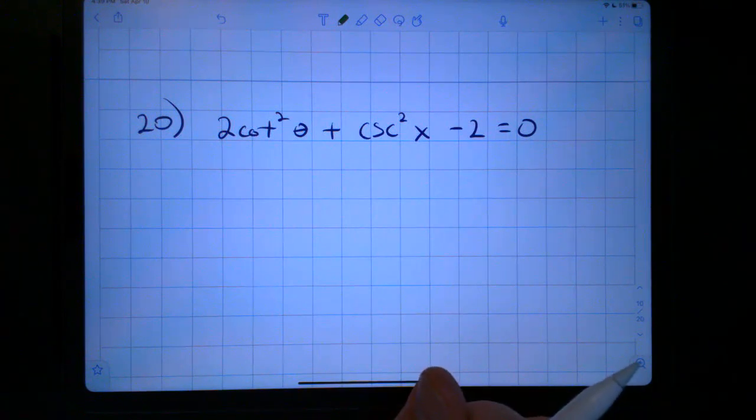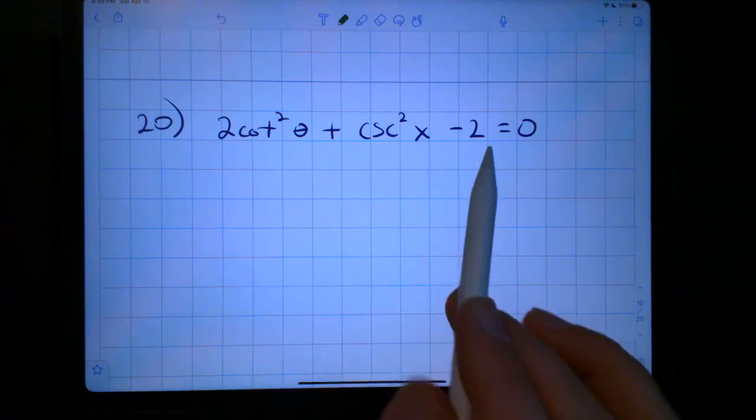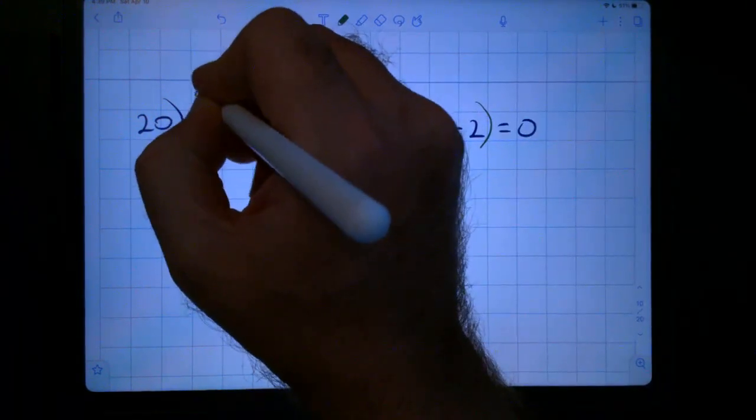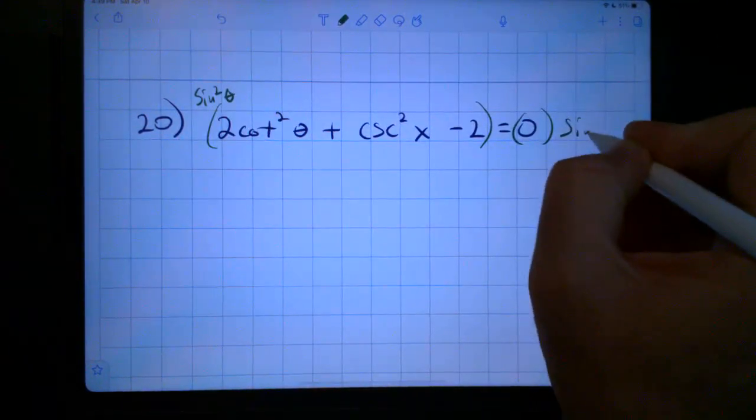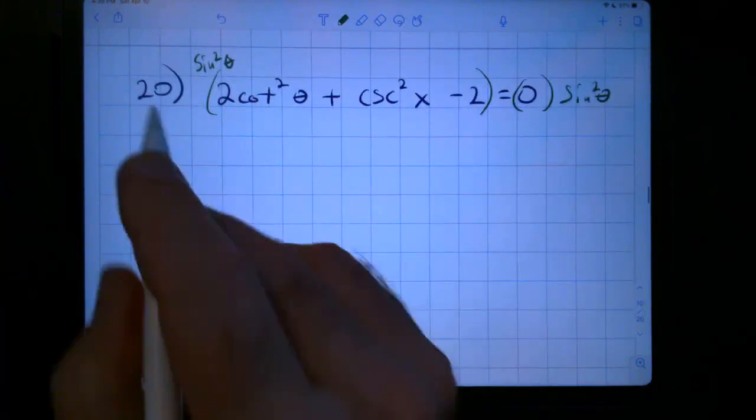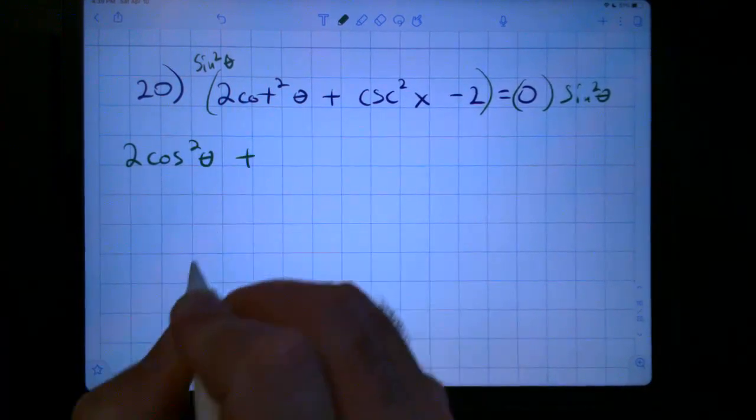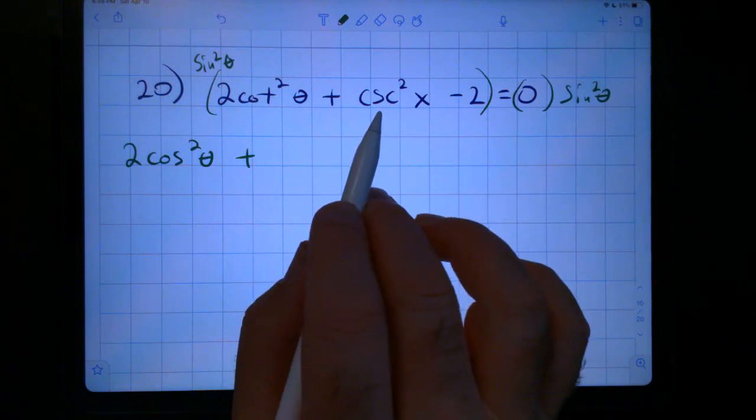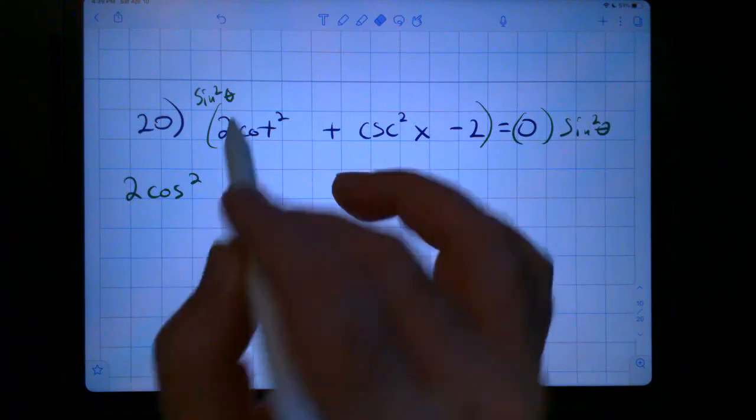Interesting. So this is cosine over sine, 1 over sine. So let's multiply everything by sine. Let's multiply everything by sine squared theta. So this will be... wait a minute. My apologies. These should be the same variable, the same angle.